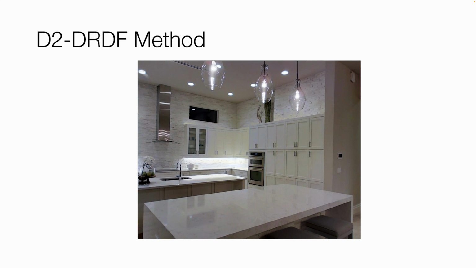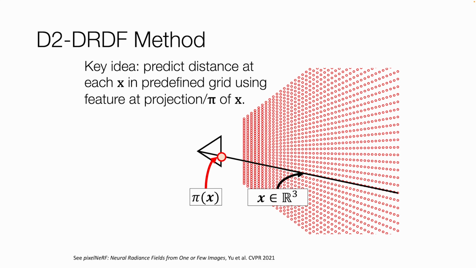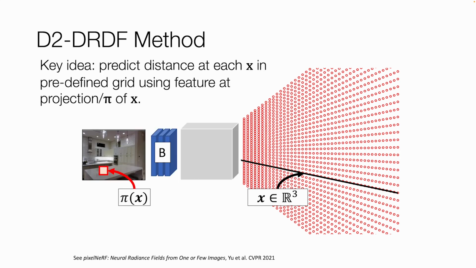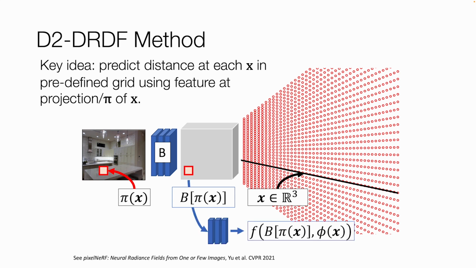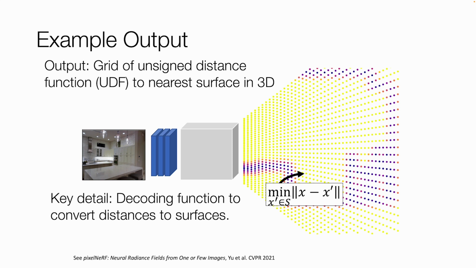At inference, our method takes as input a single RGB image and considers points that belong to the view frustum of the camera. We consider one such point as x, which projects at pi of x in the image. We extract the features corresponding to this point pi of x and use an MLP f to predict the distance to the scene. One such distance is the unsigned distance function, UDF. UDF requires a decoding strategy that finds the minima of the distance function to recover 3D surfaces.